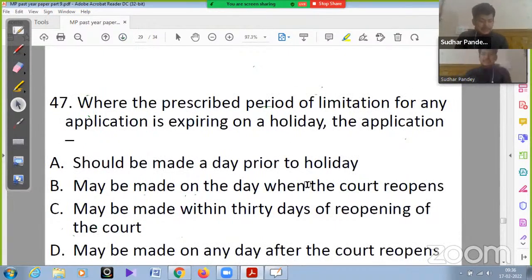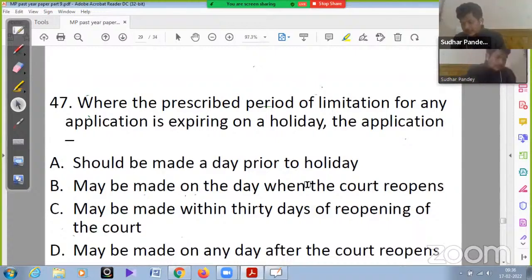Question number 47. This particular question is relating to your Limitation Act, where the prescribed period for any application is expiring on a holiday. Section 4 of Limitation Act's direct language has been picked up and placed here. Where the prescribed period of limitation for any application is expiring on a holiday, the application: A, should be made a day prior to holiday. B, may be made on the day when the court reopens. C, may be made within 30 days of reopening of the court. D, may be made on any day after the court reopens.